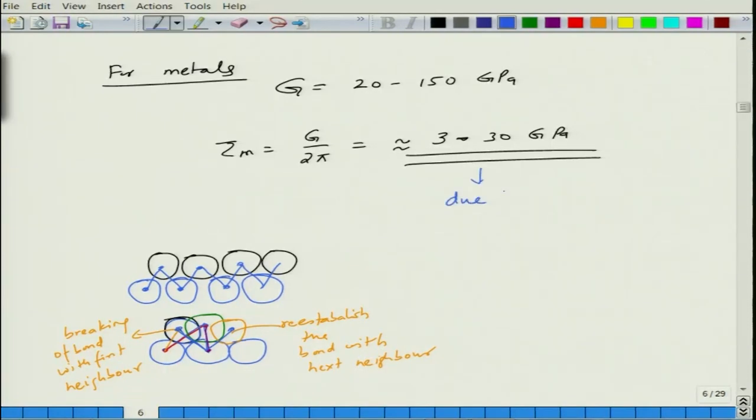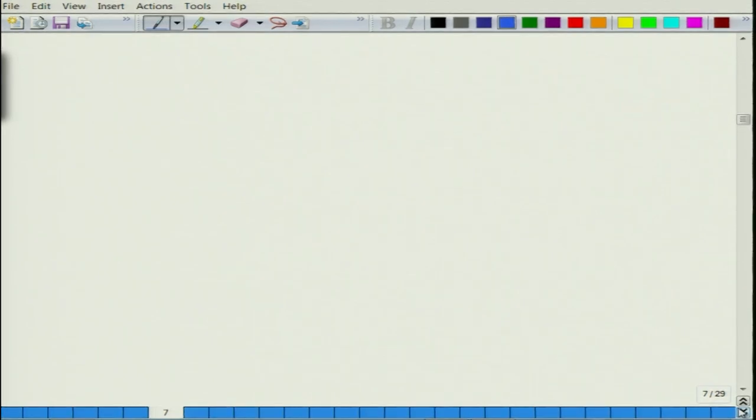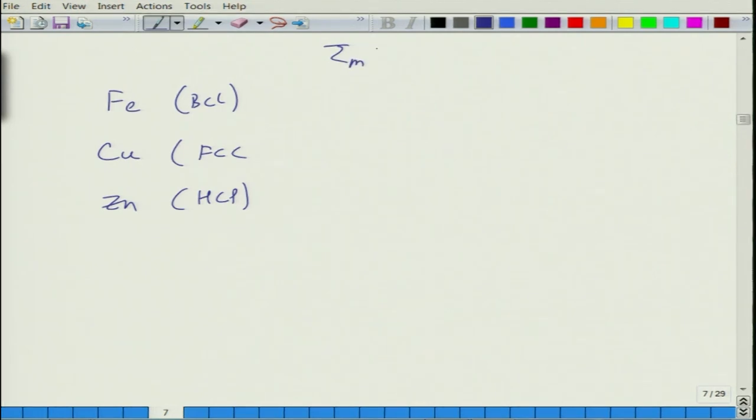So this is what requires a lot of energy, and that is why breaking of old bond and formation of new bonds require very large strength, theoretically speaking. So theoretically speaking, if you calculate for a few materials like iron, let's say, or copper, or zinc, iron is BCC, copper is FCC, zinc is HCP. So theoretically, tau M theory, let's say, in GPa, it is 12, 7 and 5. So iron will show 12 GPa, copper will show 7 GPa, and zinc will show 5 GPa. This is theoretical strength, which is very high strength.